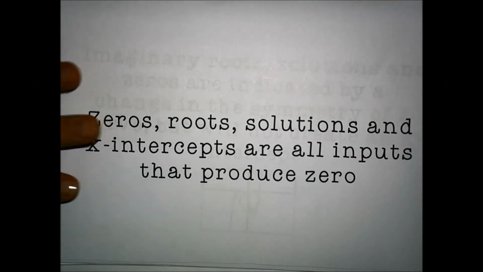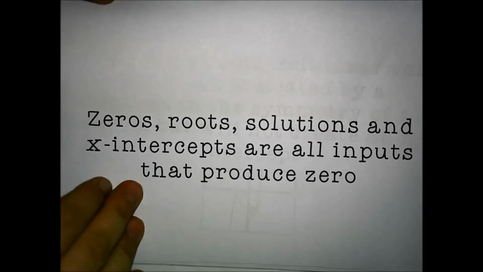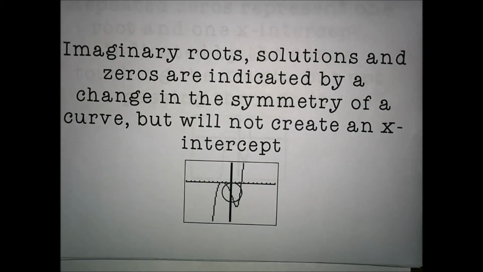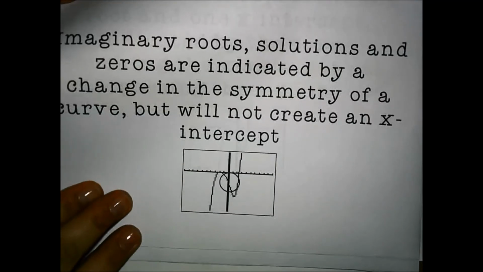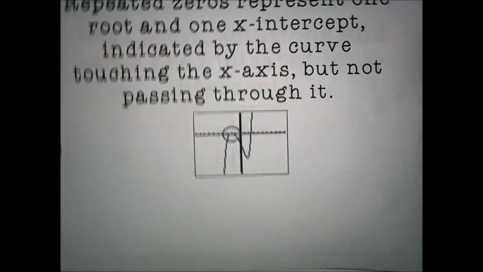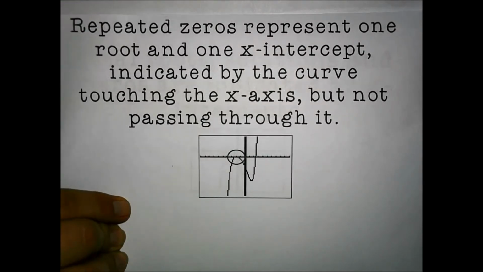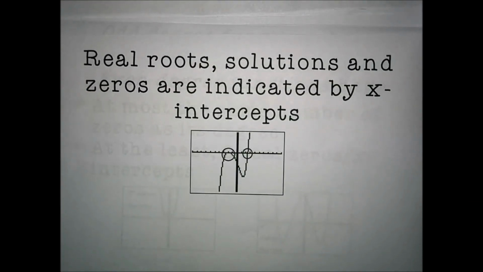Let's review. Zeros, roots, solutions and x-intercepts are all inputs that produce 0. Imaginary roots, solutions, and zeros are indicated by a change in symmetry of a curve, but will not create x-intercepts. Also, they have to come in pairs. Repeated zeros represent one root and one x-intercept indicated by the curve touching the x-axis, but not passing through. Real roots, solutions, and zeros are indicated by x-intercepts.